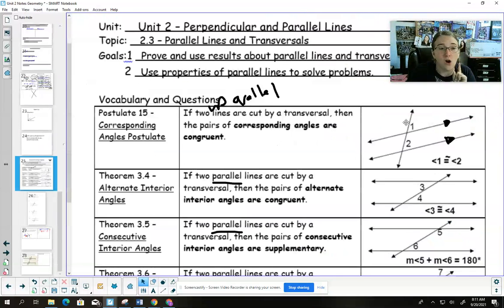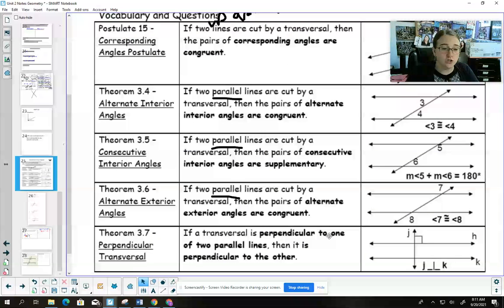But when the lines are parallel, something special happens. And you saw those relationships in the scavenger hunt. Corresponding angles end up being congruent. So do alternate interior and alternate exterior. The consecutives end up being supplementary, which again means they add to 180, guys. You've got to have that memorized. So we're going to practice that a couple times.